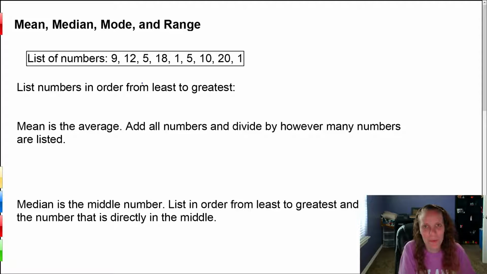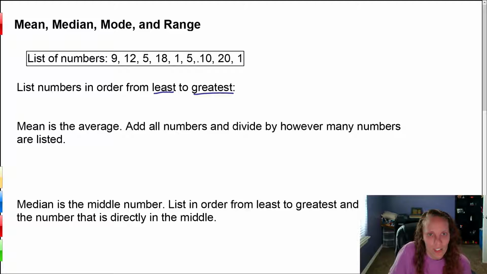Hey guys, today we're going to be reviewing mean, median, mode, and range from a set of numbers. So here's our list of numbers. And before we dig into what those four words mean, let's list the numbers in order from least to greatest. So we're going to go from the lowest number to the greatest number.